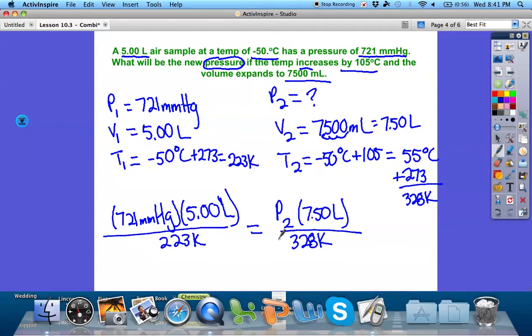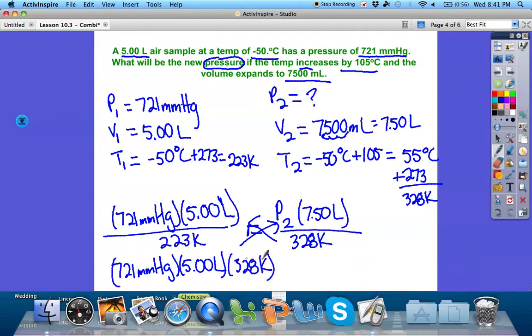We're going to do some cross multiplication. So we have 721 millimeters of mercury times 5 liters times 328 Kelvin equals P2 times 7.50 liters times 223 Kelvin.